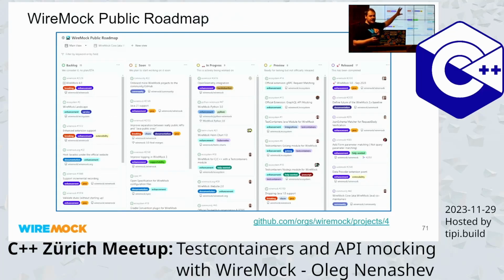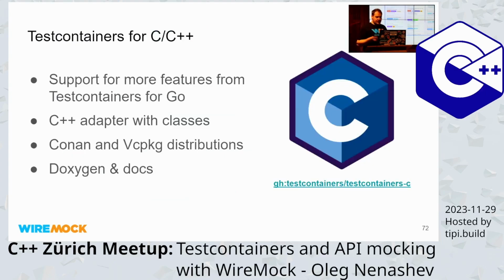WireMock itself has a massive public roadmap with different integrations. We have some binary protocols and asynchronous protocols, like for example Kafka, to be integrated. And specifically for Testcontainers for C++, I want to integrate more features because Testcontainers for C++ is a small shim of Testcontainers for Go, and there is a lot of other things that could be added. I also want to have a C++ adapter, most likely as a header-only library. Of course, Conan, vcpkg packages, more documentation, and addressing feedback from users.